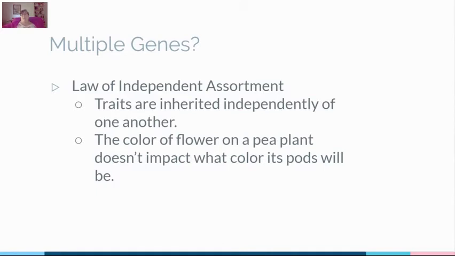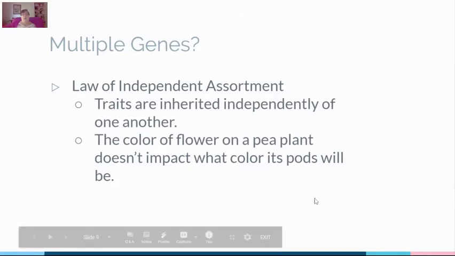So, what happens when you're tracking how multiple genes are passed down? Well, Mendel had a law for this too by the end of his research, the law of independent assortment. And what this says is that traits are inherited independently of one another. So the color of flowers that a pea plant produces will not impact what color the pods will be, whether it makes yellow peas or green peas.